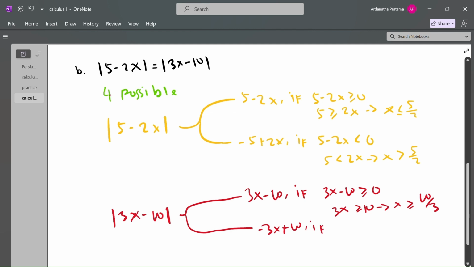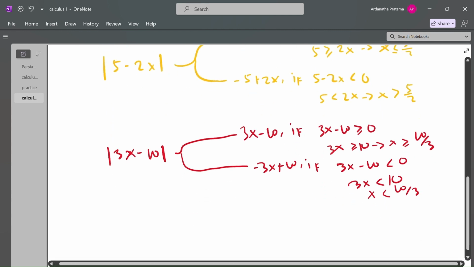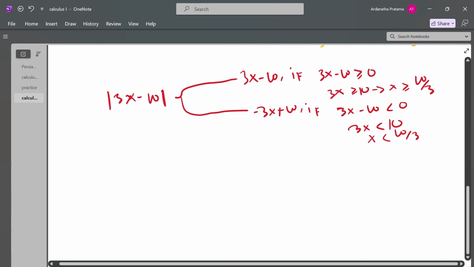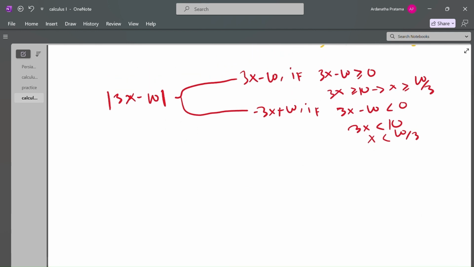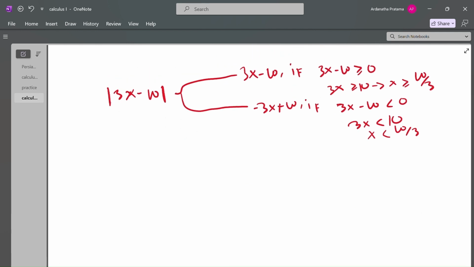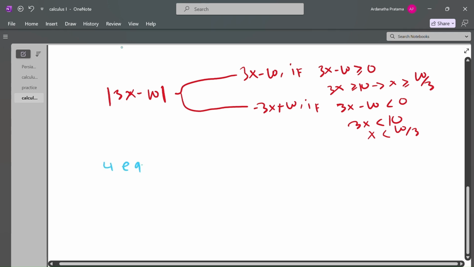And if we put minus 3x plus 10, we have to have this 3x minus 10 less than 0. So 3x will be less than 10 and x will be less than 10 over 3. It's around 3.3333. So we got the range of values of x from this 4 equation.